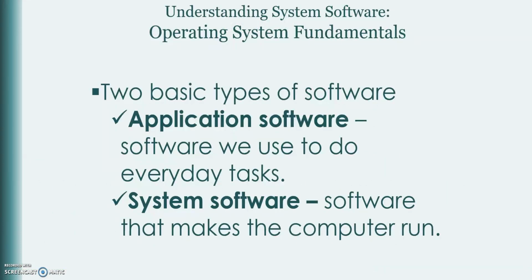So there's two basic types of software that your computer uses: application software and system software. Application software is the software you use to do everyday tasks. System software is the set of programs that helps run the computer and coordinates instructions between application software and the computer's hardware devices. And this is the type of software that we are going to focus on today.